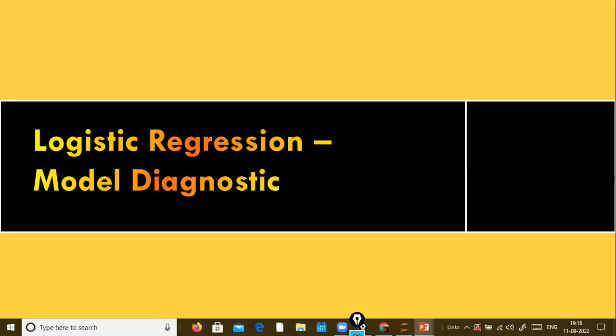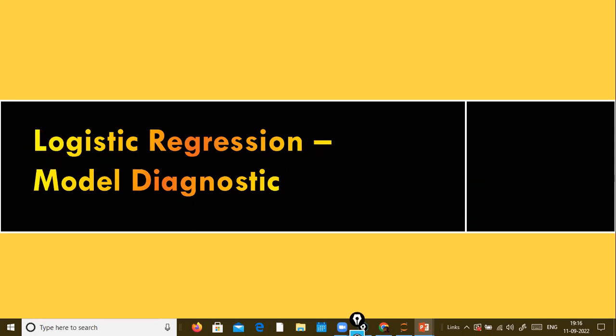Next, we will continue with the model evaluation. How do we diagnose how good my trained model is? Like in the case of linear regression, we have used metrics like R squared, adjusted R squared, mean squared error, and the root mean squared error.